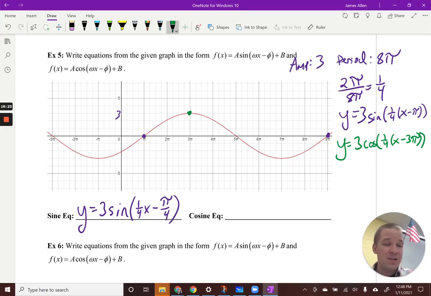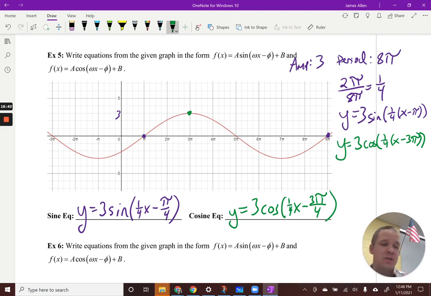Second set. There we go. So now when I distribute the 1/4, I get 3 cosine 1/4 x minus 3 pi divided by 4. Close them. Done. I like it a lot. Excellent. Fun stuff.